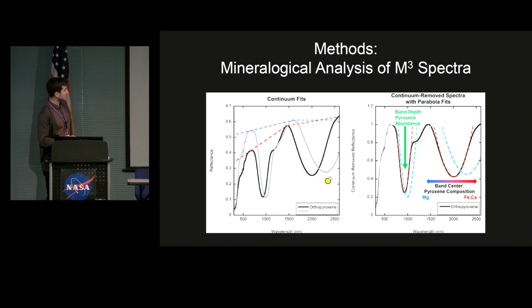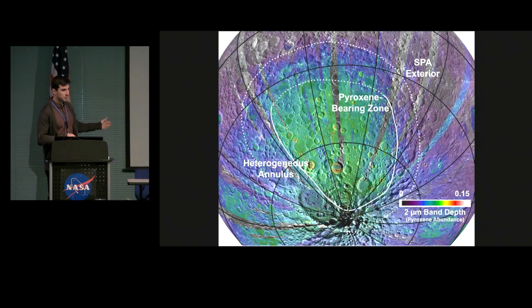So we're looking at absorption band depth, that corresponds to pyroxene abundance. We're also looking at band center, and that corresponds to pyroxene composition. In general, short wavelength absorption bands correspond to magnesium-rich pyroxenes, noritic materials. Longer wavelength absorption bands correspond to more iron and calcium-rich pyroxenes, so these are things like mare basalts. So we calculate these parameters, and then we look at maps of these parameters to look at the distribution of different compositions across the lunar surface.